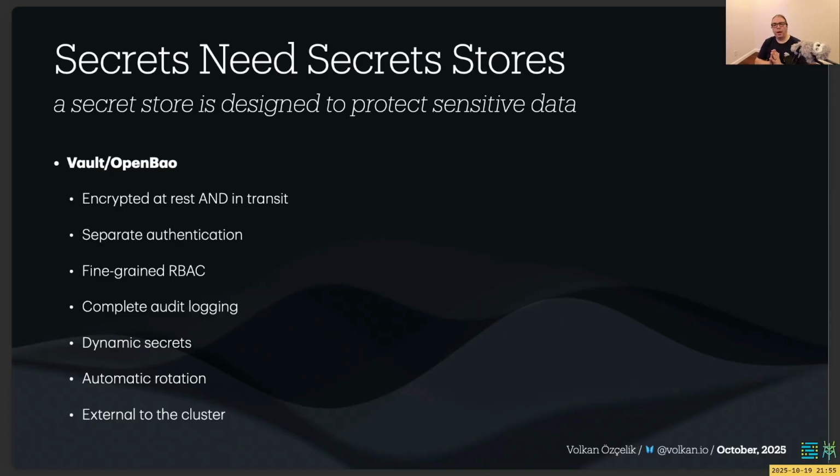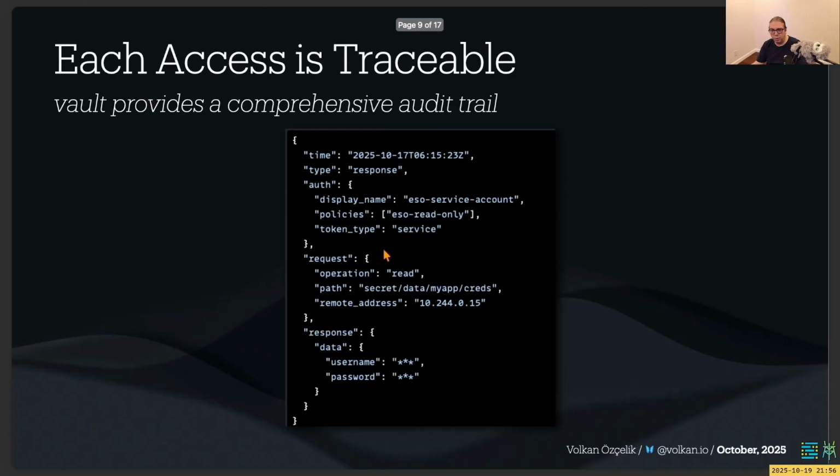And with Vault, we have comprehensive audit logging. Every read and every write access attempt is logged with enormous detail. There are also things like dynamic secrets, and automatic secret rotation, which makes obsolete secrets go away real soon. And Vault, like I said, is external to the cluster, or can be made external to the cluster. So when deployed separately, a cluster compromise does not imply a Vault compromise, which is really useful. And each access to Vault or OpenBao is traceable.